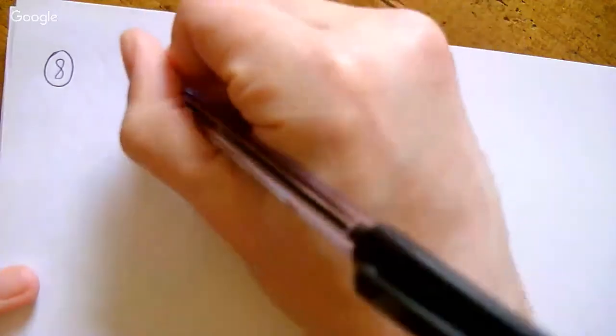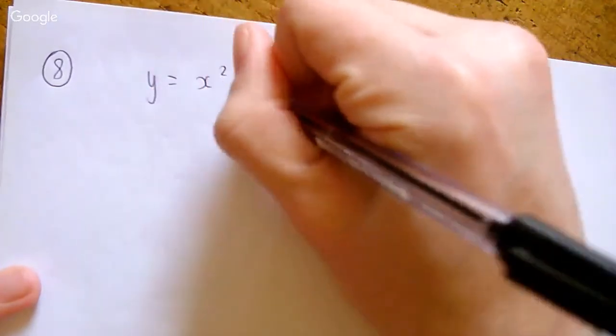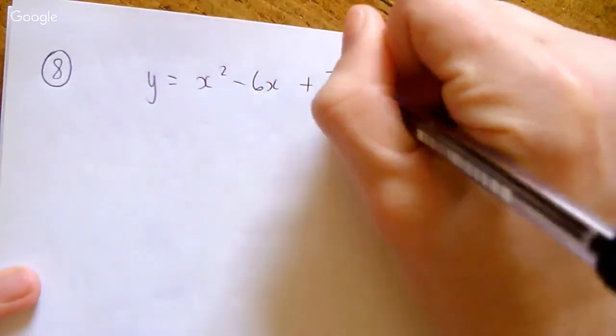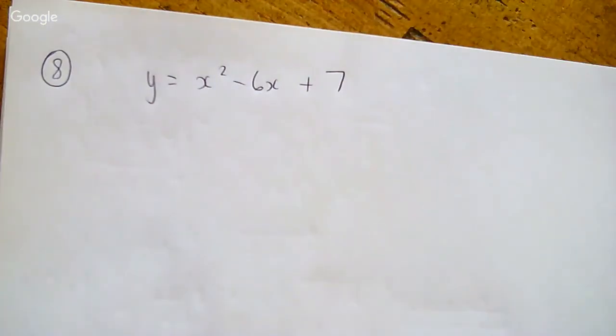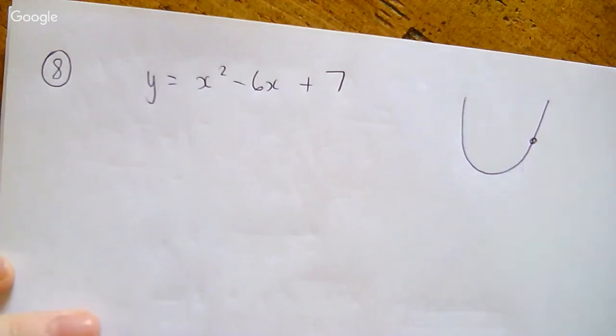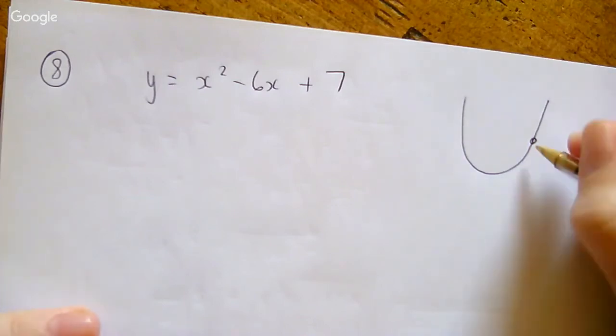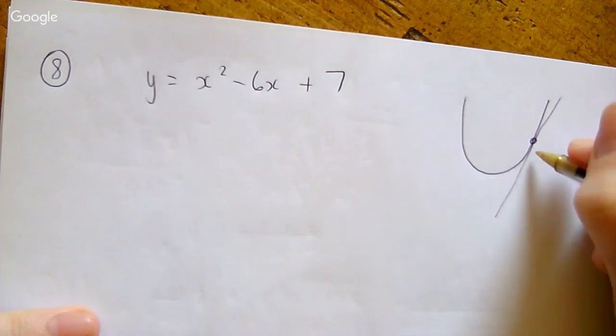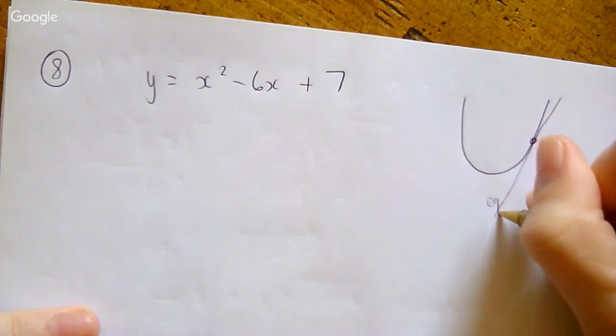Okay, so number 8. It says the curve y equals x squared minus 6x plus 7. The point P, whose x coordinate is 5, lies on the curve. Find the equation of the tangent to the curve at the point P. So that curve is going to look something like that. We know at the x coordinate being 5, we draw a point and then we draw a tangent to that, and we want to find the equation of this thing.